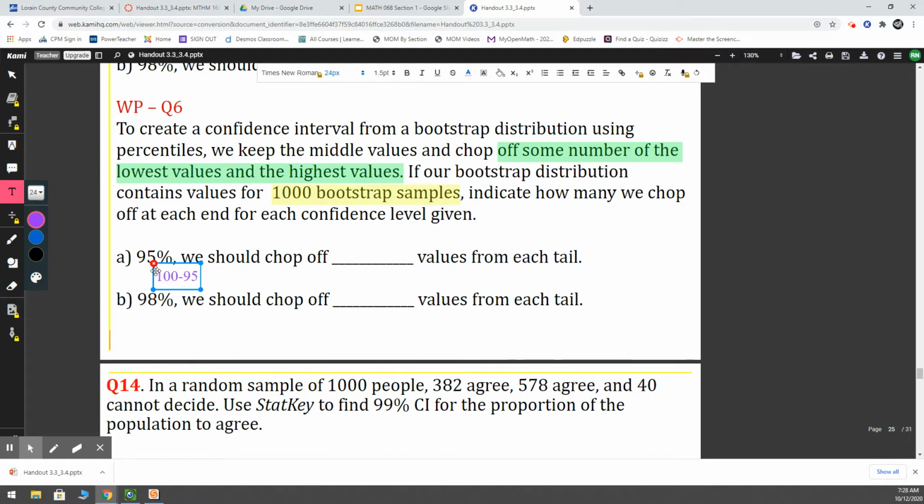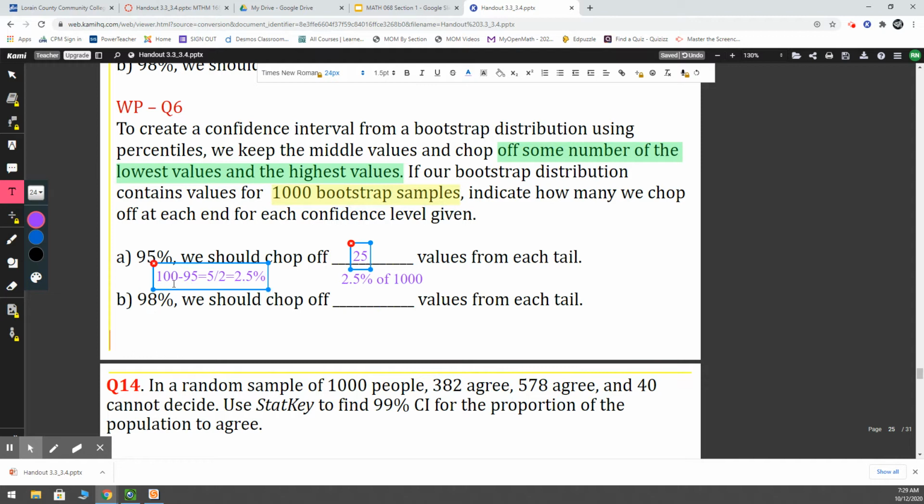And actually do what I'm doing in my head here so you can see what it equals. So when I do that, that equals 5. Then that 5 has to be divided by 2, because on each side we have to have 2.5% in order to cover it. Okay, well, what we really need to calculate then is 2.5% of 1,000 data points. And 2.5% of 1,000 data points, or 1,000 Bootstrap samples, is 25.